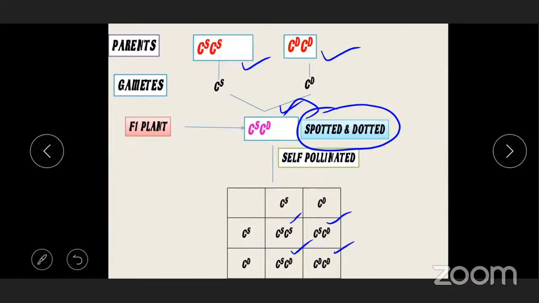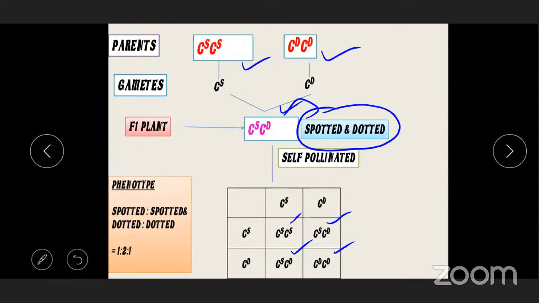CD means dotted. How many spotted are there? 1. How many spotted and dotted are there? 2. How many dotted are there? 1. It is equal to 1:2:1. Spotted seeds is 1, spotted and dotted seeds is 2, dotted seeds is 1. That is equal to 1:2:1. That is the phenotype ratio.